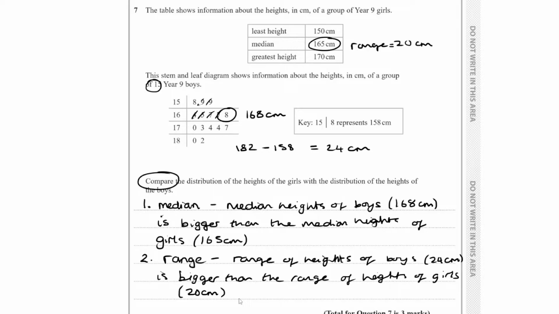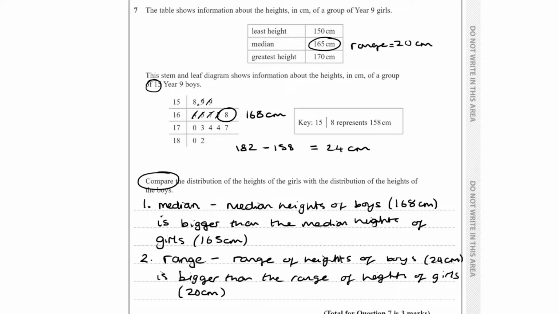Girls median, so on average the boys are taller. Boys have the tallest height. Okay, I'd say the first bit, the boy median 168 centimeters, girls median 165. So on average, the boys are taller. I think that would be fine.